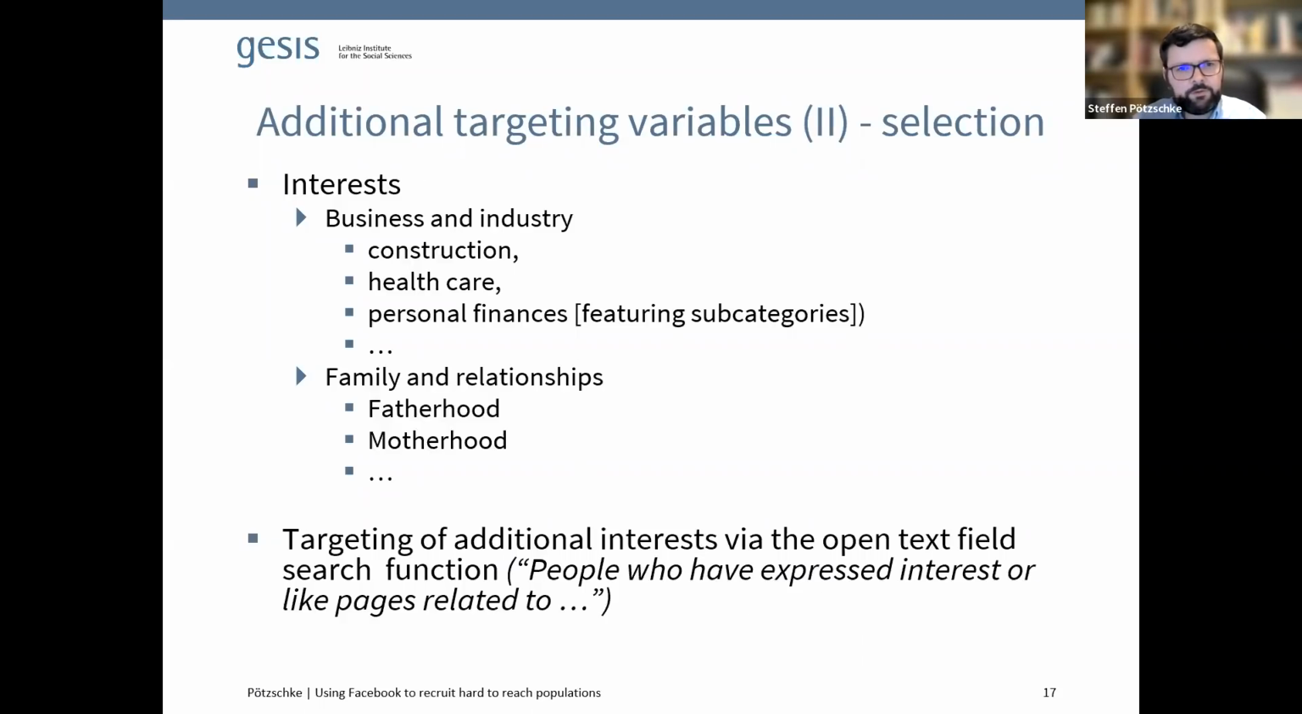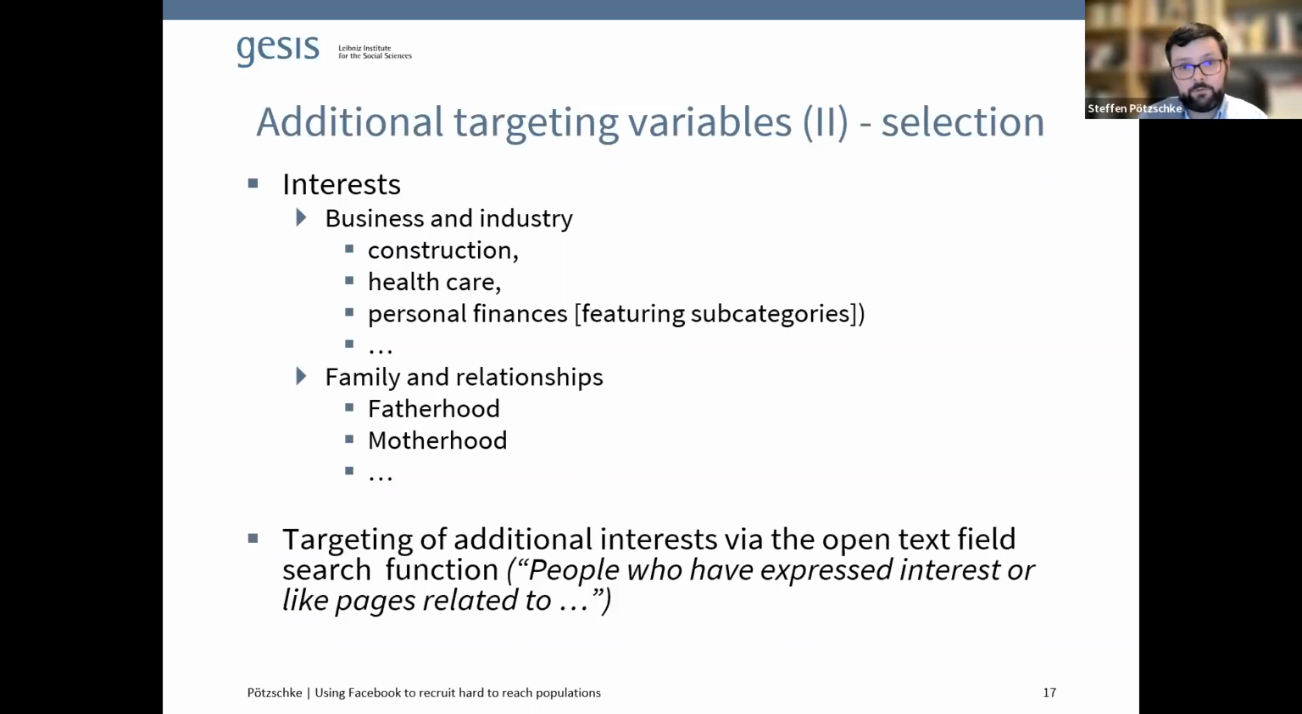And then we have different interests that we can target. And here again, I told you before, we can target people who work in certain industries, but we can also target people who are interested in certain industries. And another possibility would be to target people who are interested in certain aspects of family life. And then the last big option is the use of an open text field to identify additional interests.